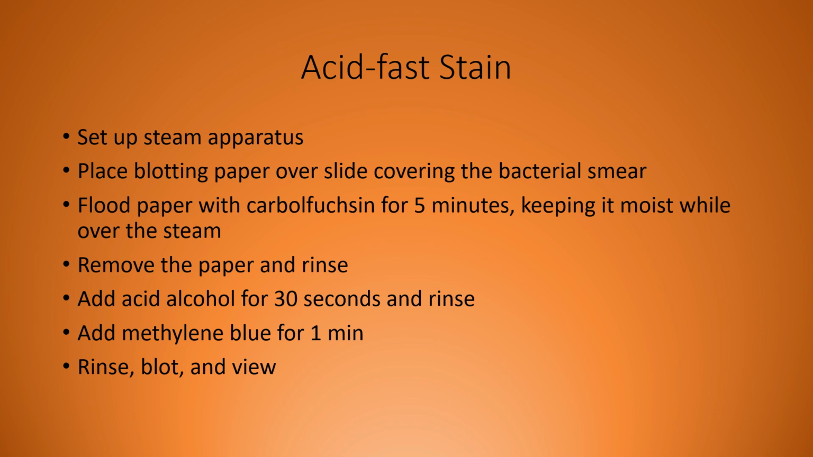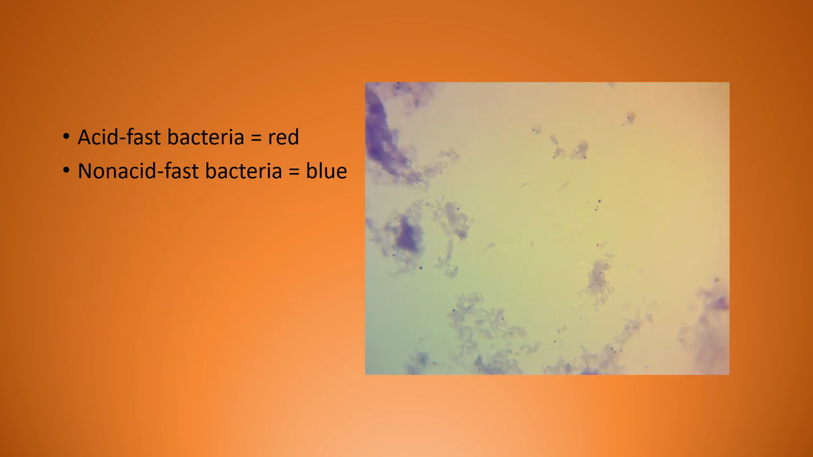The slide you're going to rinse. Then you will add acid alcohol for 30 seconds. This is a decolorization step, and then you're going to rinse it. After that, you add methylene blue. This is your counterstain or your secondary stain. Leave that on for 1 minute. Then you will rinse it, blot it like you normally do, and then view it under the microscope.